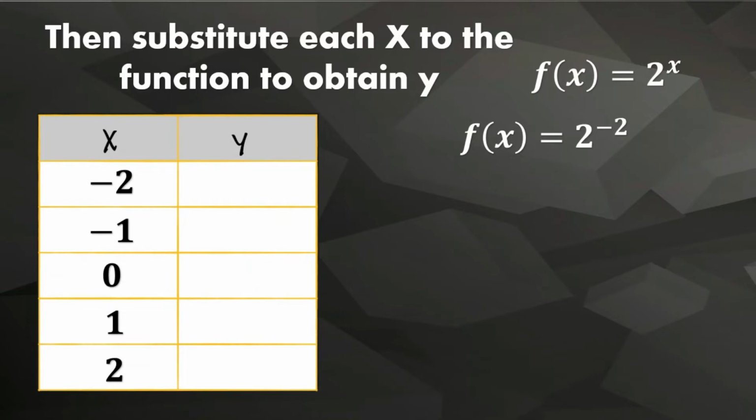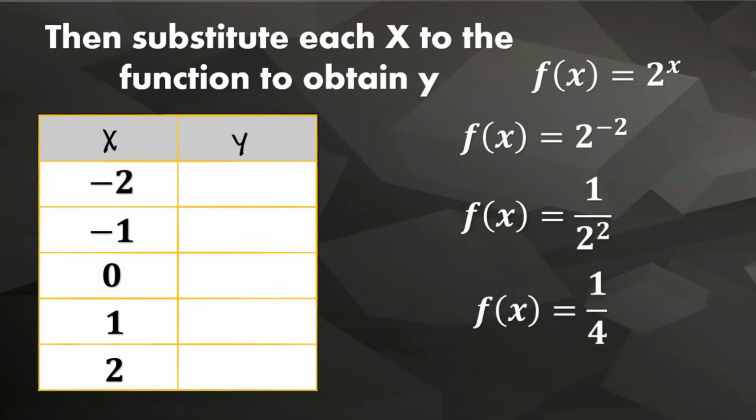Pagkatapos, isi-simplify mo na yan. So, gagamit tayo ng negative exponent rule. Kasi nga, negative yung exponent natin dyan. That will become 1 over 2 squared. And then, simplify. So, we will have 1/4. Yung 1/4 na to, siyang ilalagay mo doon sa ating y. Katapat syempre nung negative 2.